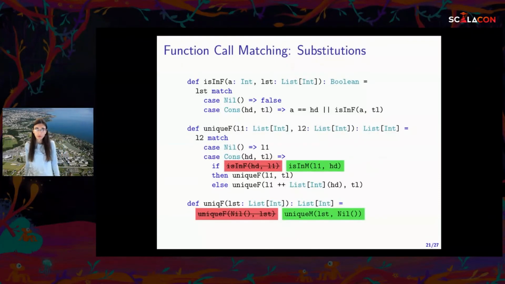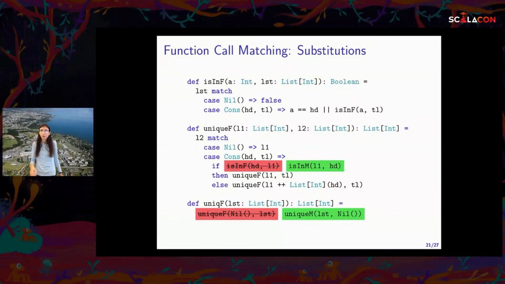All right, and now to put this all together, this is the student code after all the transformations. So once we decide that is in F is the same as is in M, we can just replace it. So we can cross out the old call and we can replace it with a new one. And then once we do this, it's going to be very easy to also prove equivalence of unique F and unique M. And so then in the main function, we can also do this replacement.